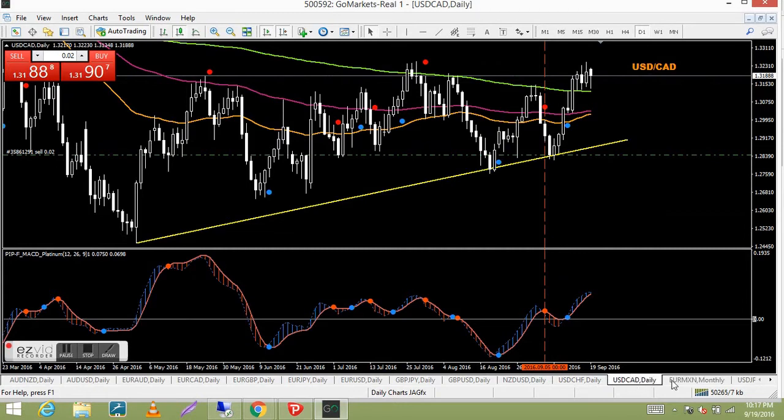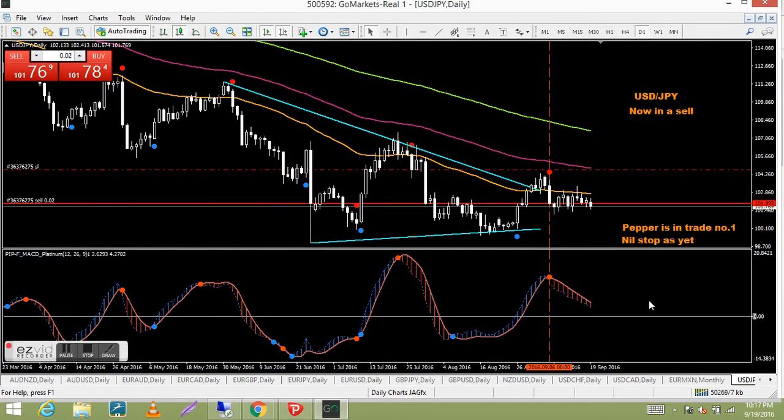Canada, nothing happening there for me. Japanese yen, a bit sideways also. We're in a sell, both accounts. Actually might bring that stop down later tomorrow. MACD's heading the right way, it's with the trend. It's not a bad trade, just not going anywhere real quick, that's all.